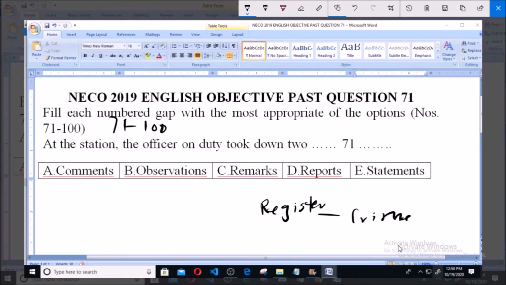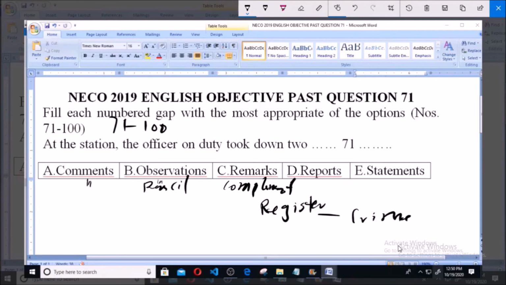A. Comments. B. Observations. C. Remarks. D. Report. E. Statement. In station, officers don't take comments. The officers don't take observation, although they look, they observe, but they don't pencil down observation. The remarks also. Remarks is just like a compliment, and they don't take it down.